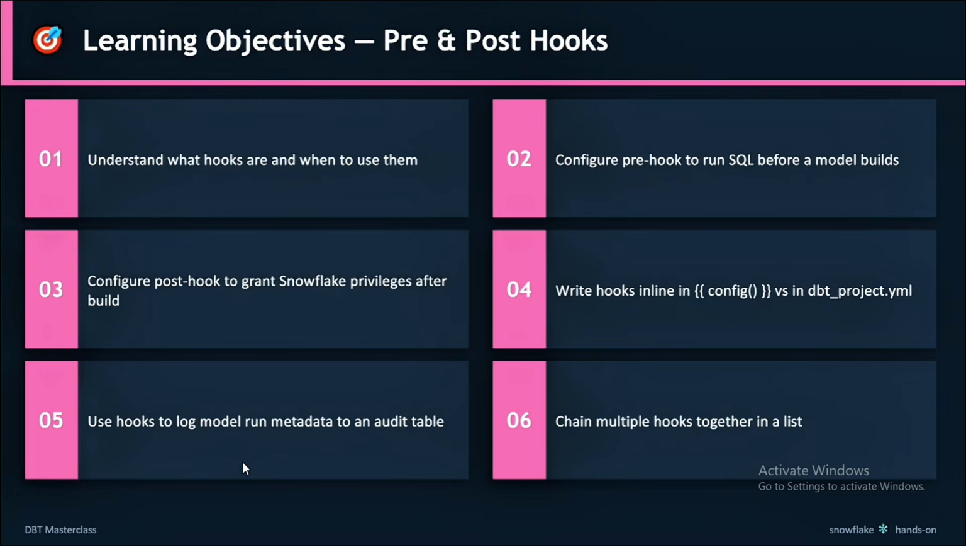Fifth, use dbt hooks to log model run metadata in an audit table in Snowflake, creating a run history so you can query it. And last is to chain multiple hooks together in a list, because you often need to do more than one thing before or after a model builds.